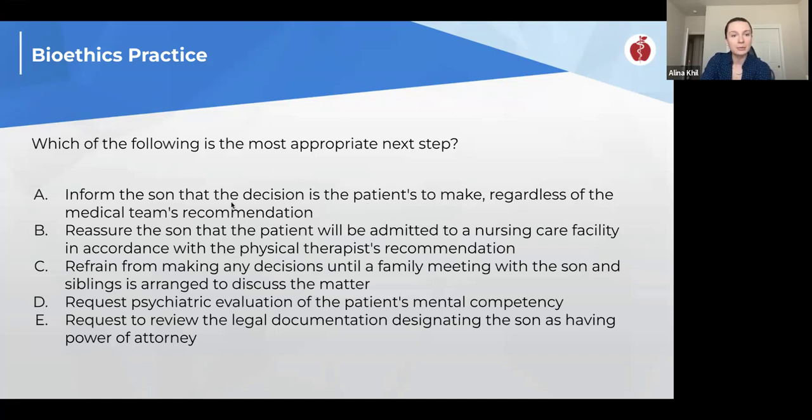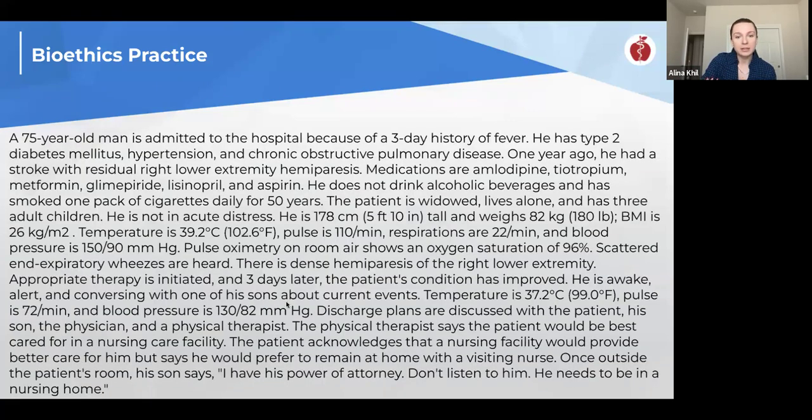And looking at the options, it looks like there are things about assessing the patient's competency. There are also things about the son making the decision. So really just a glance, I don't read every single thing, but just a glance at this tells me, okay, this might be a question about mental capacity and decision making in certain situations. So then I would go back to the question, and then I would read the whole thing.